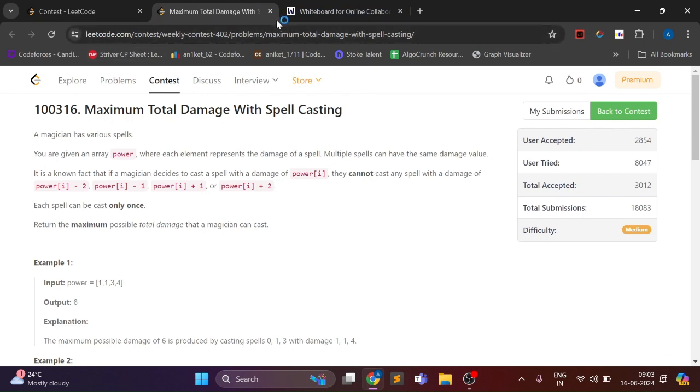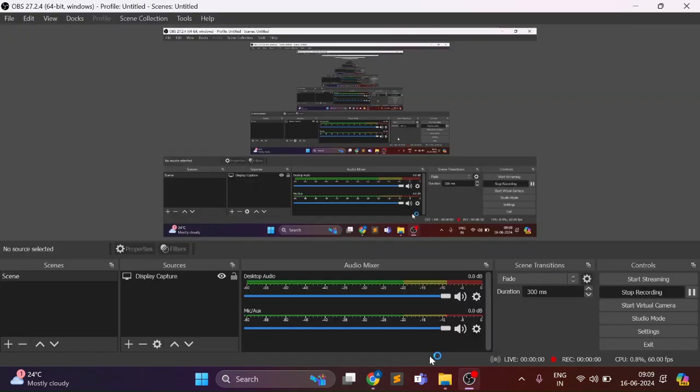So this was the third problem. A little bit tricky, I would say, but easy.